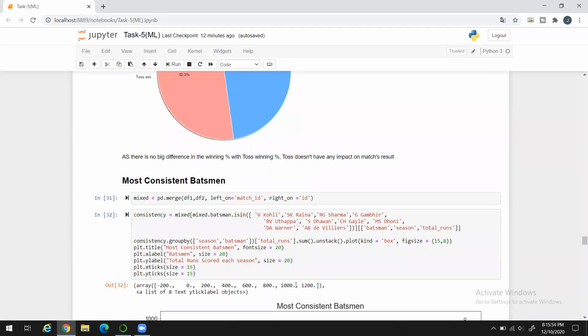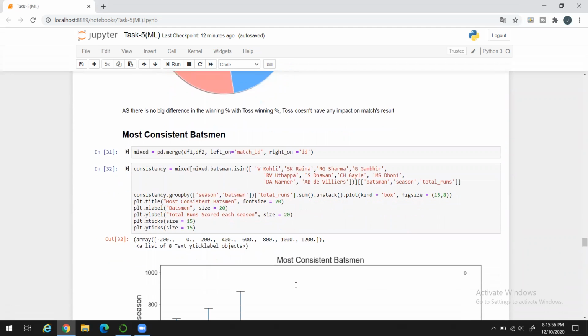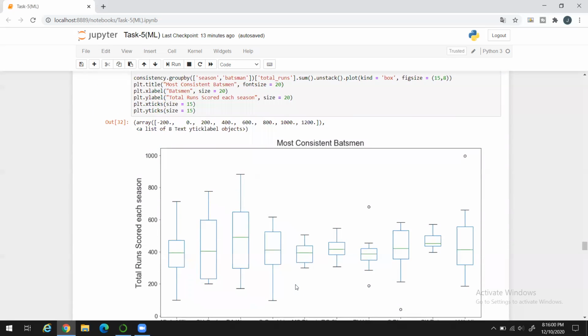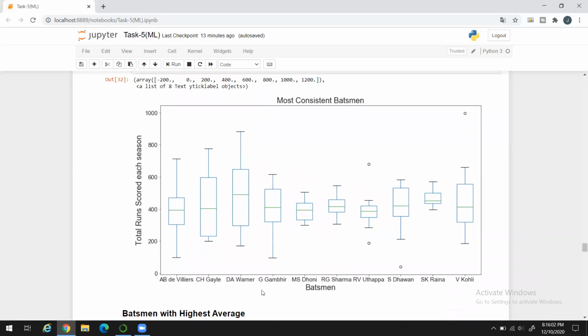Now coming to the most consistent batsman. I am drawing a box plot to understand who is the most consistent batsman. If you observe, AB de Villiers has values from 300 to 500. Chris Gayle from 250 or so. Warner from 300. Gambhir from 370. Dhoni from 380, 390. Rohit Sharma from 390, I guess.